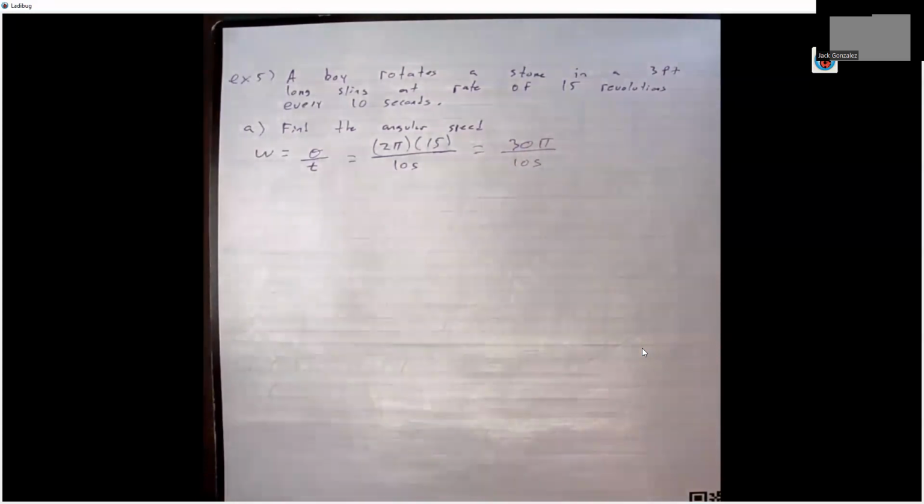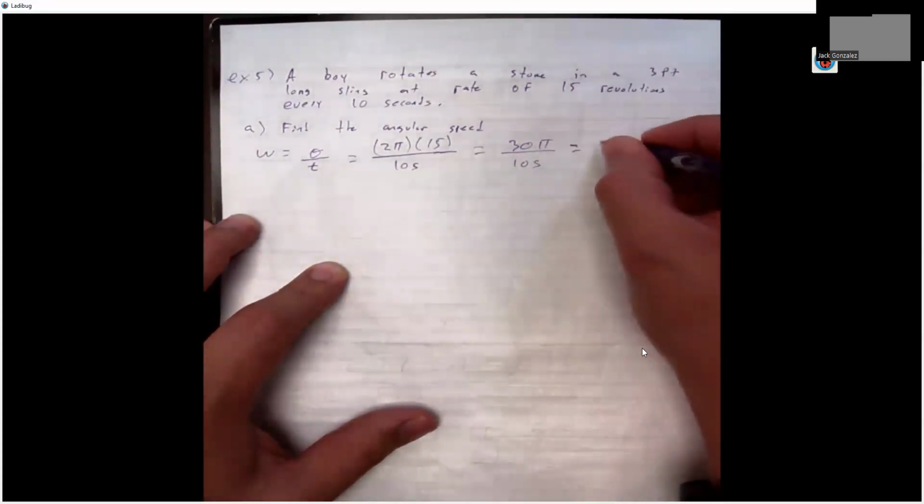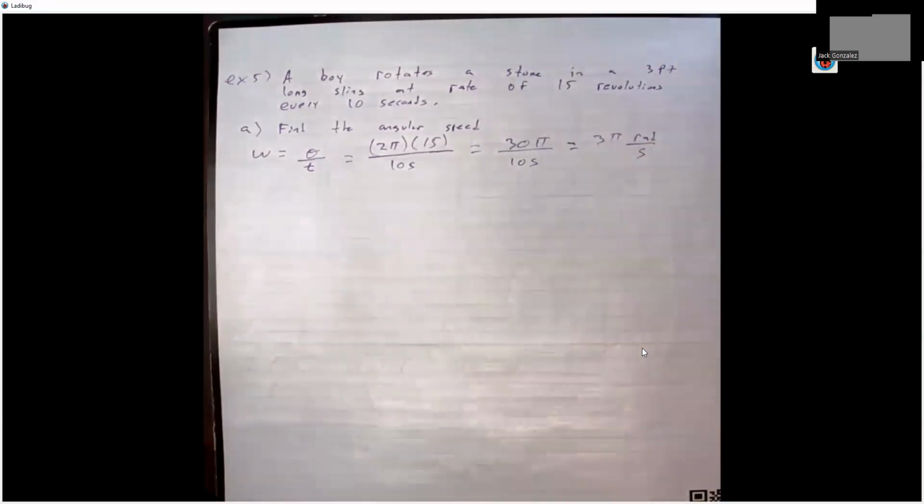This is technically right at 0, whatever. Anyway, so this becomes 3 pi radians per second. So this makes sense to you, how we found it. Like using the formula is not too bad, right? But what is angular speed?